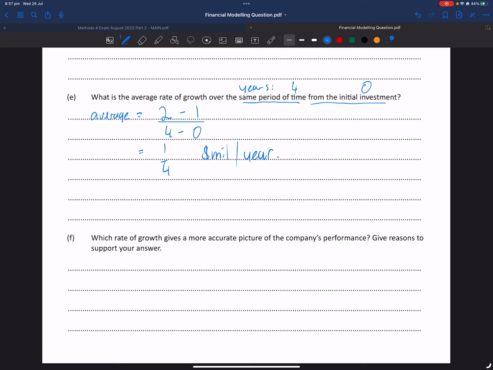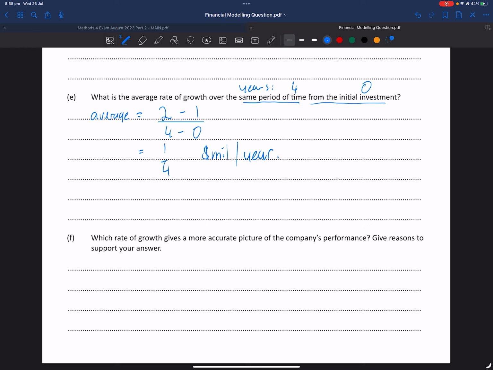You could, for example, say that the $250,000 average is a more accurate picture of the company's performance because it demonstrates what's happening, which is an overall growth of $250,000 per year. It kind of ignores the fact that we're going to have some expenses to start with, and we're going to increase our growth later. So the average tells us overall over the 4 years we did grow.